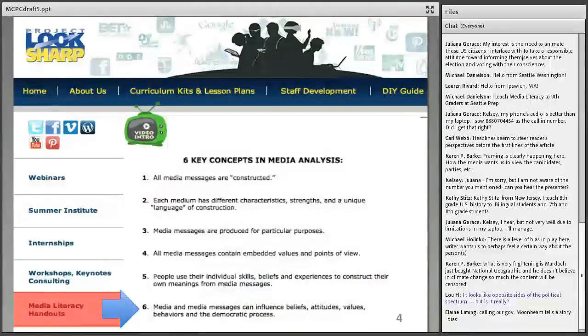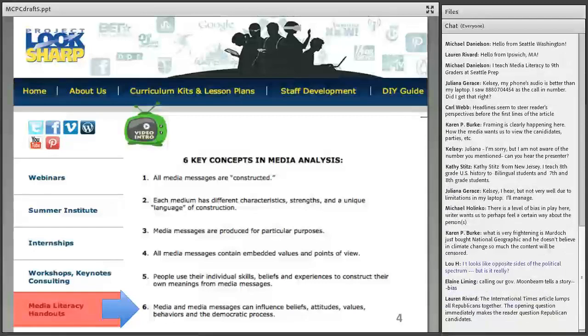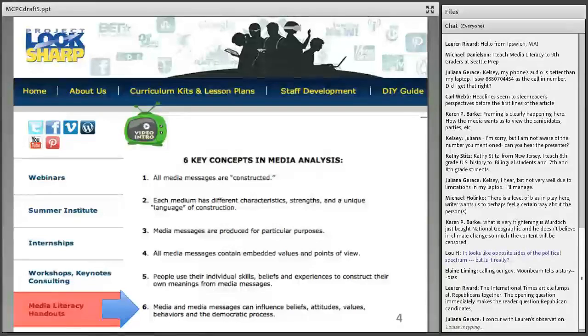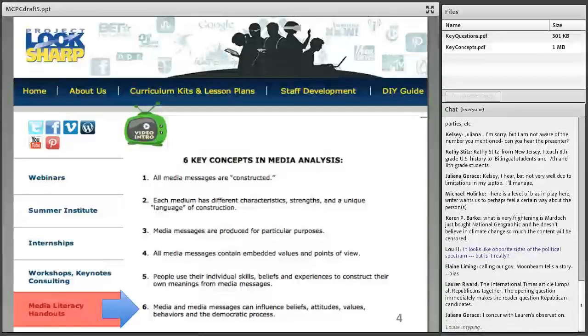The six key concepts in media analysis that I hope you've downloaded are also available on our website. If you look for them in the future, you can see on the left-hand bar where you click on. And I'll be covering each of these key concepts in turn as we go through the webinar tonight.